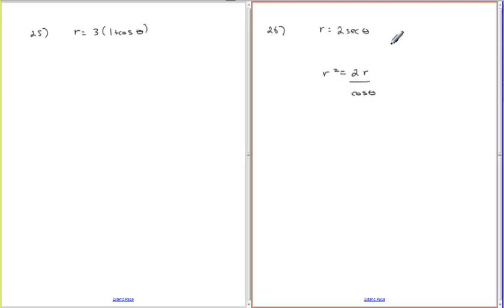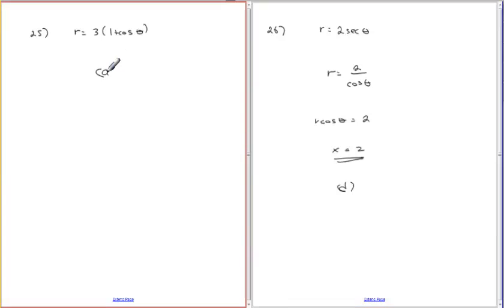Okay, it seems like we don't have to go that far. Let's just write it here. If we say r is equal to 2 divided by the cosine of theta, then r cosine of theta is equal to 2, but r cosine theta is equal to x. So we get x is equal to 2, which is a vertical line. So we know that that has to be D. And so by process of elimination, we know that 25 is A.